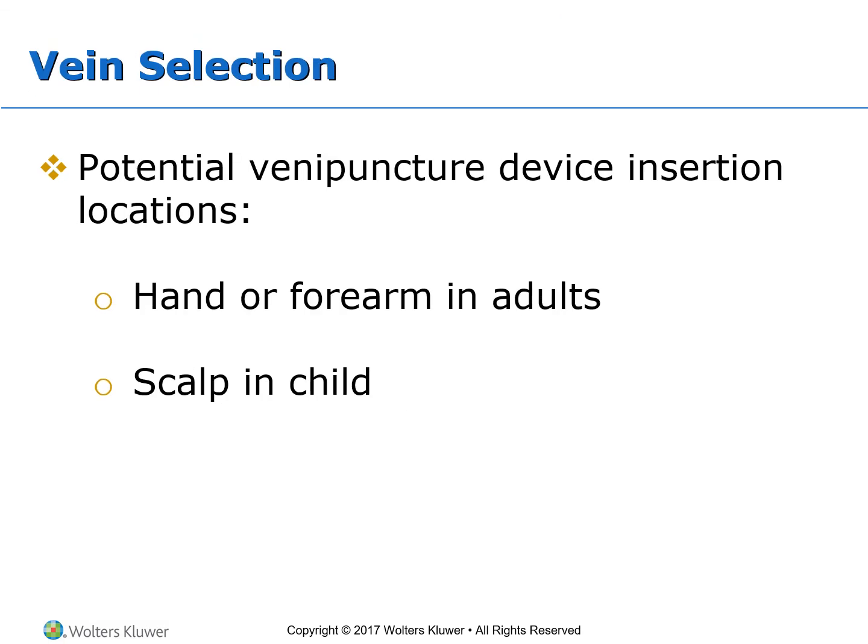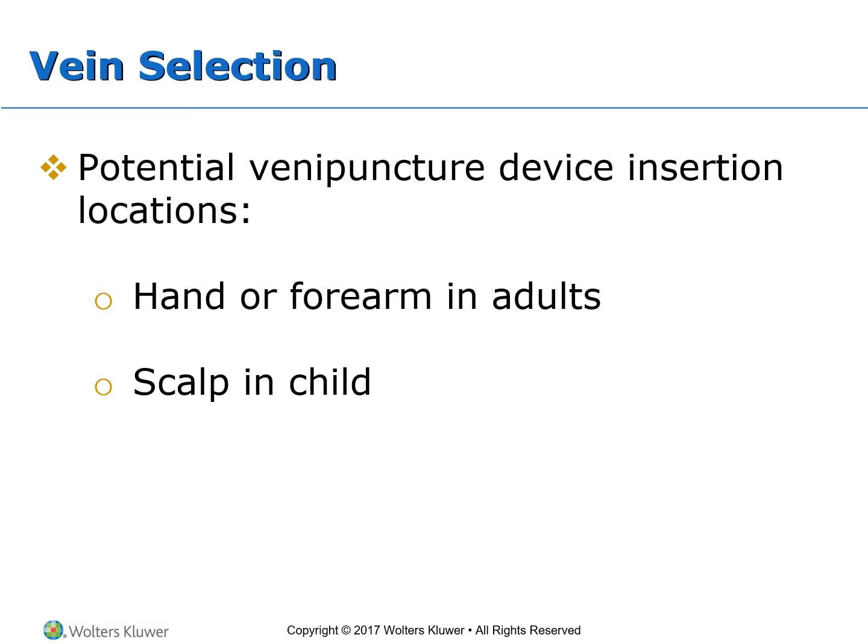Venipuncture. Accessing the venous system by piercing a vein with a needle is a nursing responsibility when a peripheral vein, one distant from the heart, is used. When performing a venipuncture, the nurse assembles the needed equipment, inspects and selects an appropriate vein, and inserts the venipuncture device. Venipuncture devices. Several devices are used to access a vein.